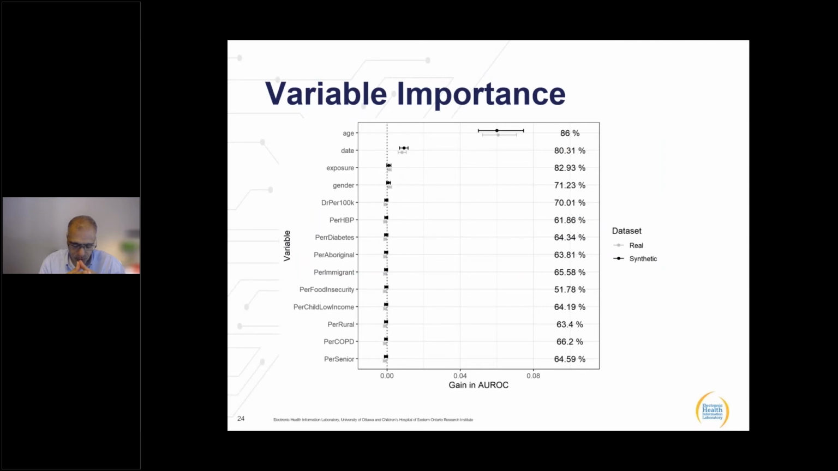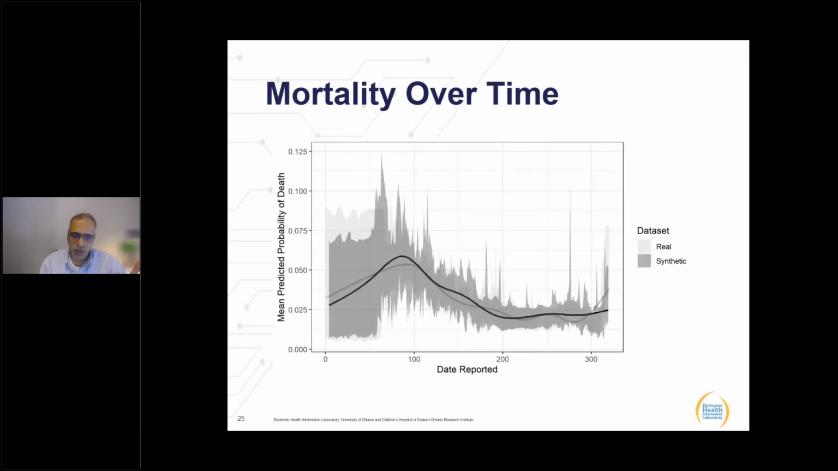And for that, we used gradient boosted decision trees, and for variable importance, we found that age was the most important variable, and then date of infection or date of test confirmation of COVID-19 was the second most important variable. Again, the results are very consistent between real and synthetic data. Mortality prediction over time: these are dates since 1st of January 2020. We can see here the first wave in Ontario finished collecting data at the end of November, so the second wave was just about to start. Again, strong concordance in the predicted mortality, the probability of death, between real and synthetic data for a quite complex, or at least nonlinear, functional form.